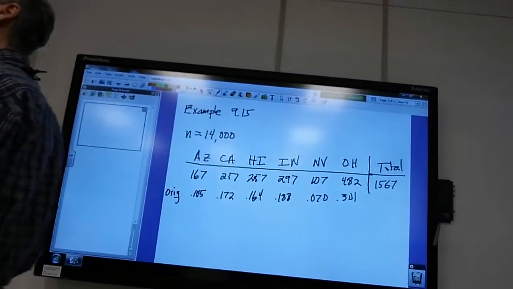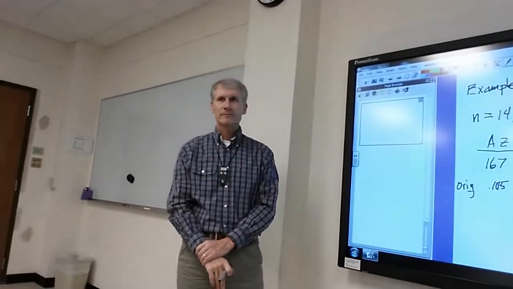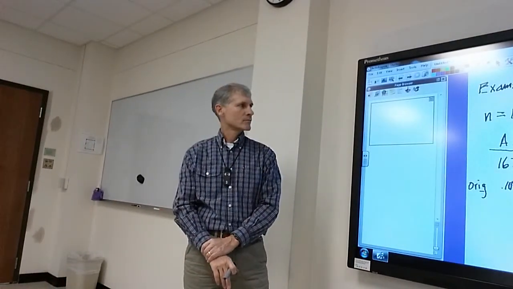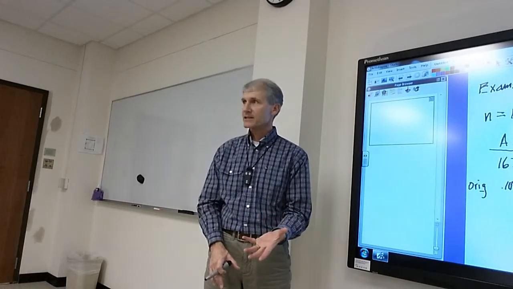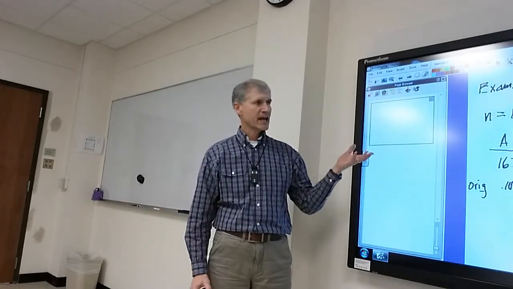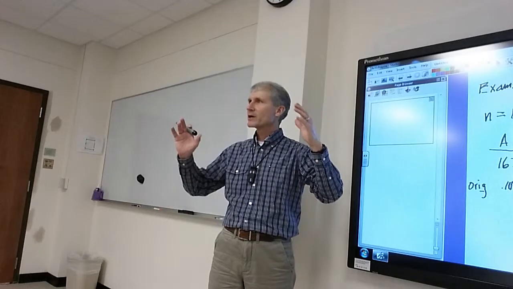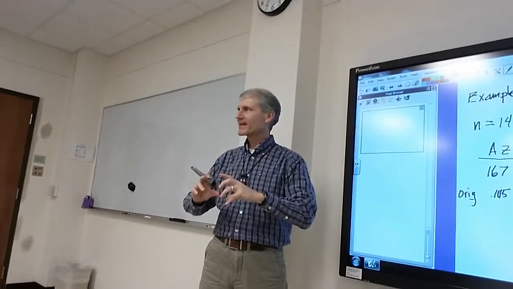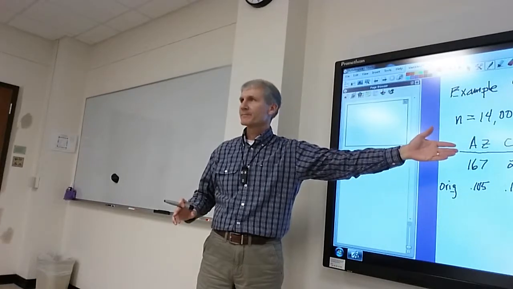Okay, so tell me what to do. You need to do the observed minus the expected squared divided by. Okay, so we need to form a chi-square test statistic by taking observed counts minus expected counts, quantity squared, over expected counts in each state. Sum them up, right?